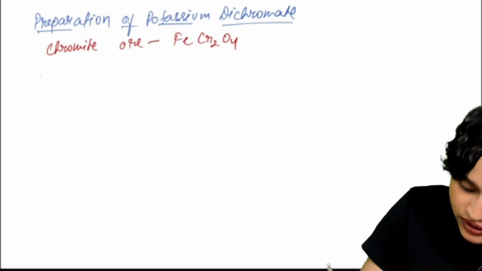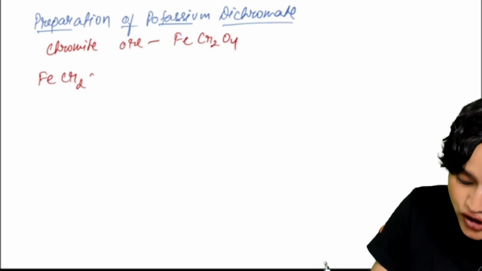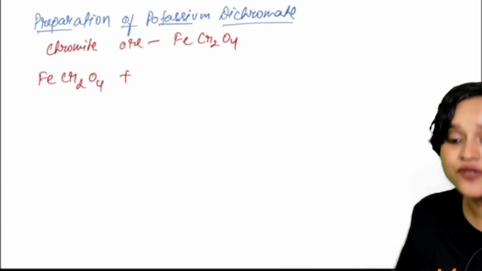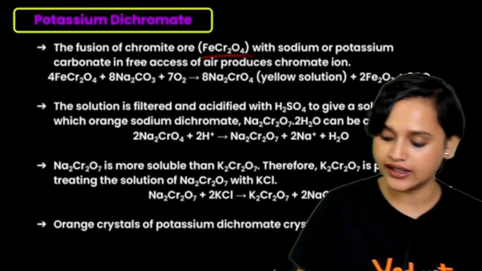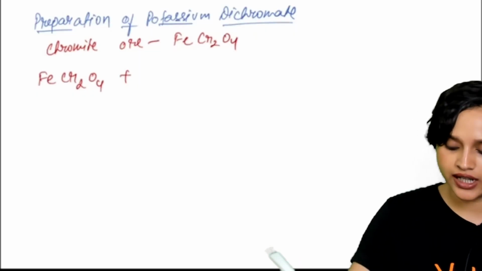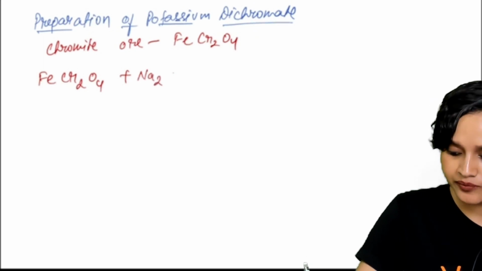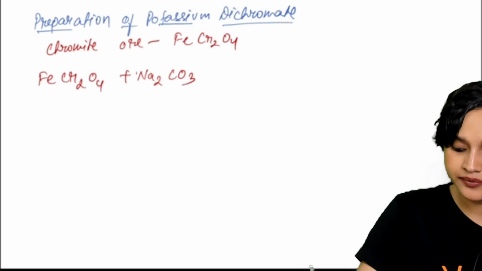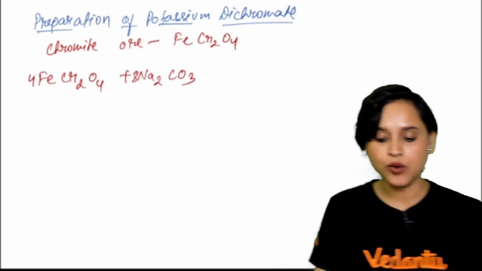Now let's write down the reaction: FeCr2O4 plus, as is also written here, you are going to take this with sodium carbonate. So let's take sodium carbonate. Sodium carbonate is Na2CO3.